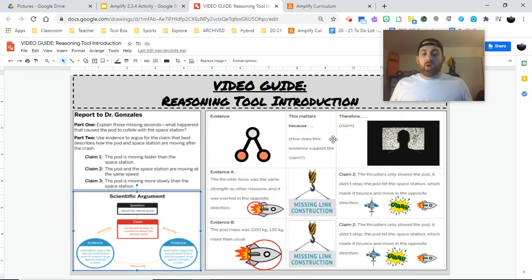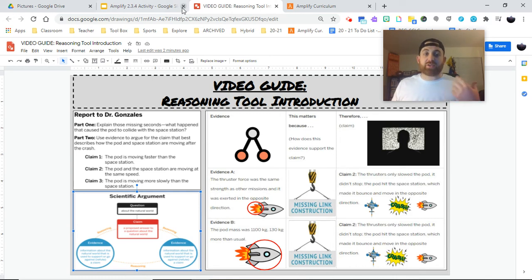You can use the sentence starters up here. "This matters because" to begin your writing, and you can then explain why this matters. Why does evidence A matter when supporting this claim? Why is it important to know about that thruster strength in order to prove there was that crash with our space station when that image went out? And then for evidence B, why does it matter that the pod's mass was 130 kilograms over the usual amount when explaining that crash with our space pod, okay?